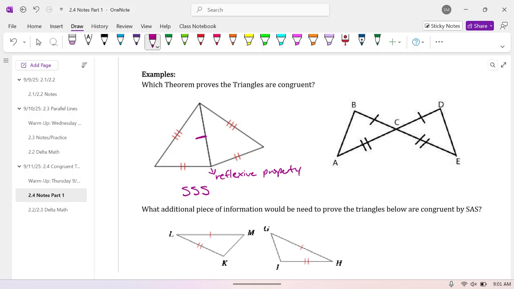What about the second one? SAS. Why? The angle's not marked, but what can we conclude? Right, let's see. The two angles here and here are congruent. Why? They're vertical. So these two angles are vertical, and since those two angles happen to be between our two congruent sides, it's SAS.